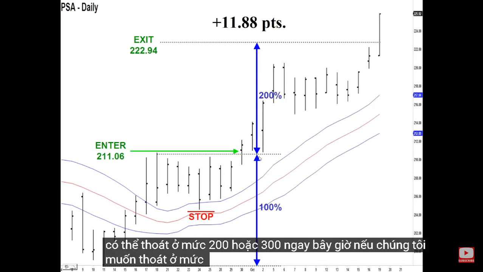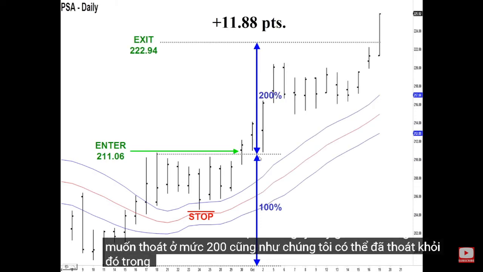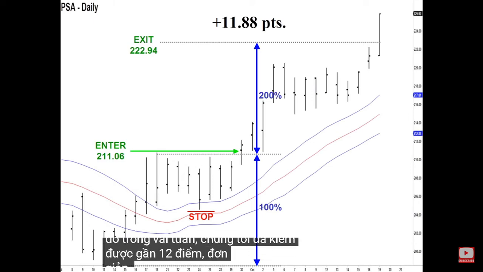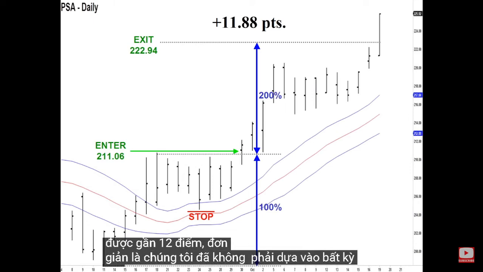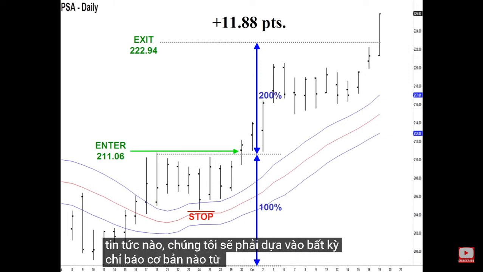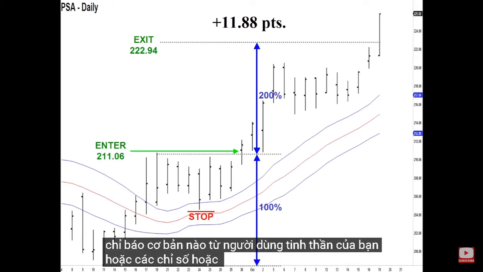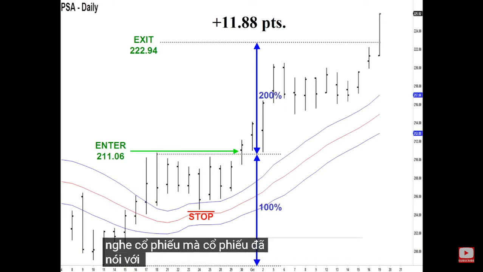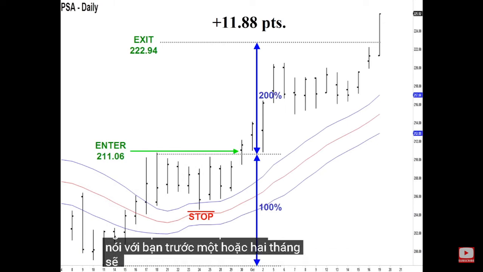Now, if we wanted to exit at 200, well, we could have exited there. In a couple of weeks, we made nearly 12 points. Okay? See how simple this is? We didn't have to rely on any news, any fundamental indicator or earnings. We just listened to the stock. The stock was telling you a month or two in advance that it was going higher.